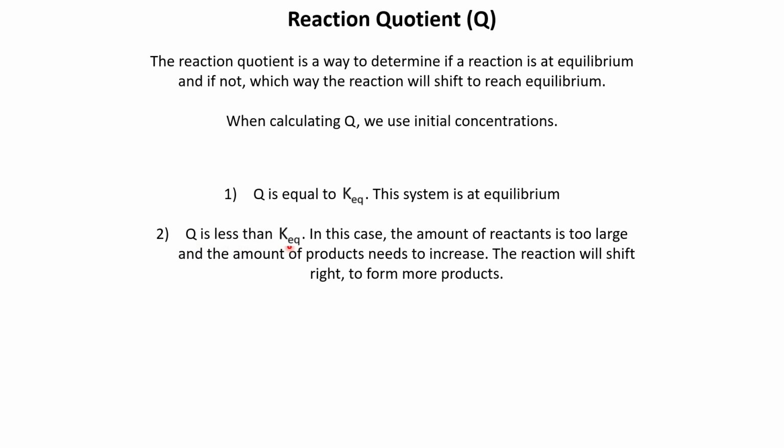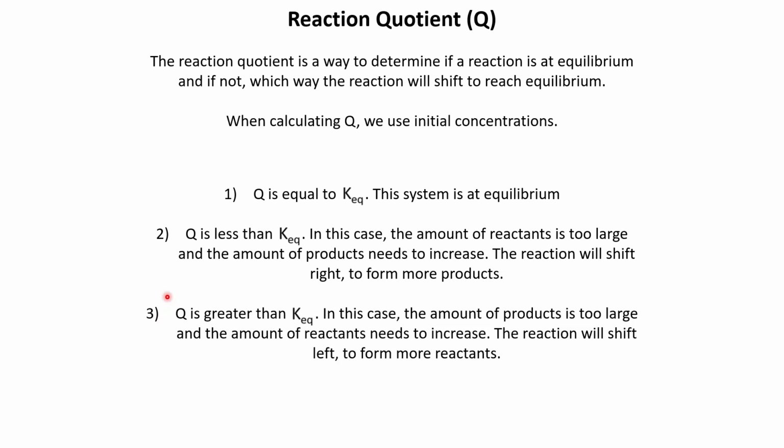Q is less than KEQ. Remember, your Ks are products over reactants. So if Q is less than KEQ, it means you have too much reactants and you need more products. So you need to form more products. The reaction will shift to the right to form those more products to again get to the situation where Q equals K and you're at equilibrium.